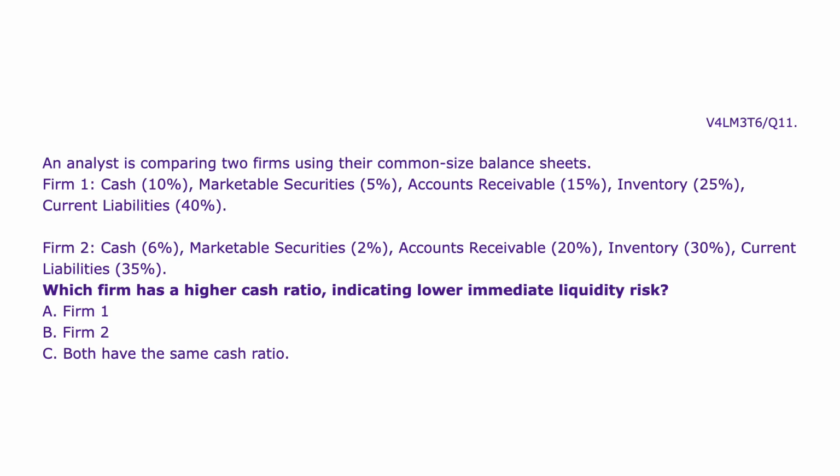An analyst is comparing two firms using their common-size balance sheets. Firm 1, cash, 10%, marketable securities, 5%, accounts receivable, 15%, inventory, 25%, current liabilities, 40%. Firm 2, cash, 6%, marketable securities, 2%, accounts receivable, 20%, inventory, 30%, current liabilities, 35%. Which firm has a higher cash ratio, indicating lower immediate liquidity risk? A. Firm 1. B. Firm 2. C. Both have the same cash ratio.